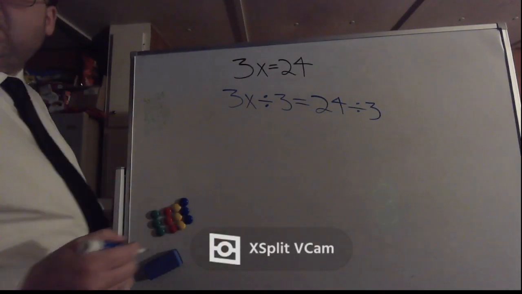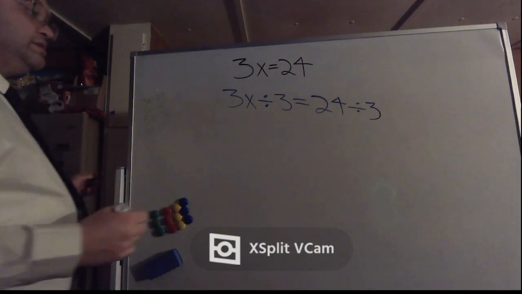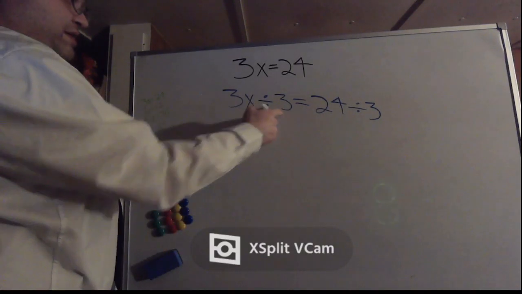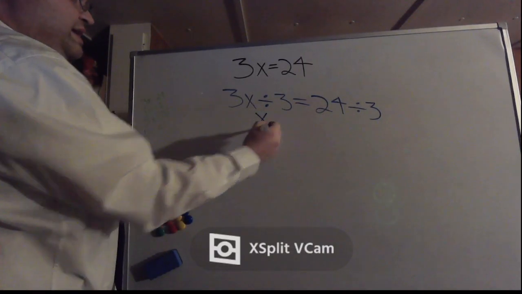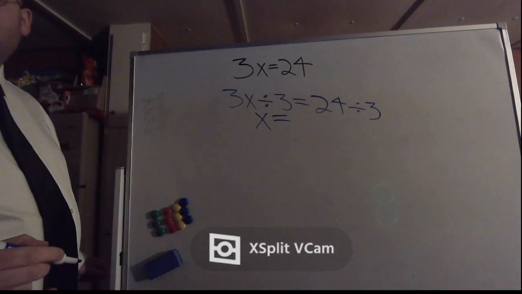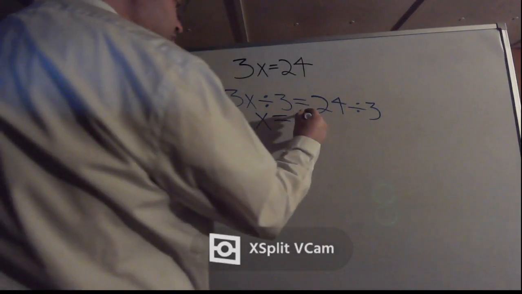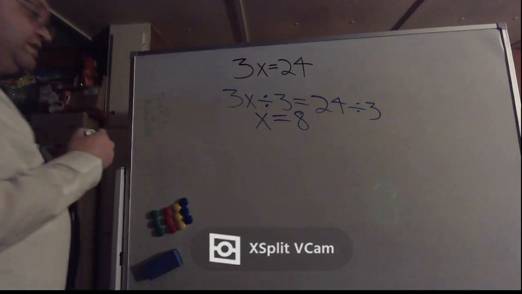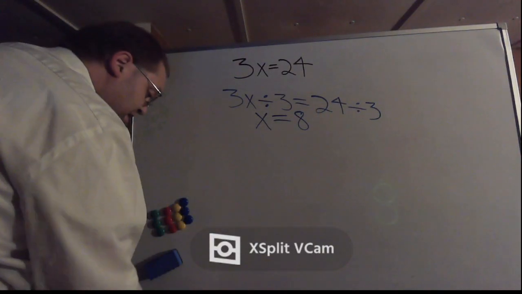Alright? So 3 divided by 3 is 1. You'll have the x by itself now. So what is 24 divided by 3? That's 8. So according to this, x equals 8.